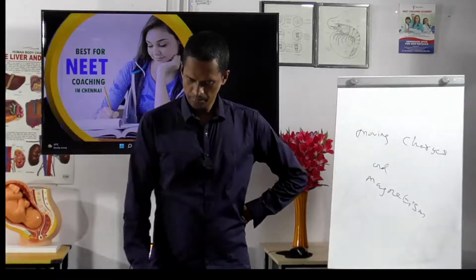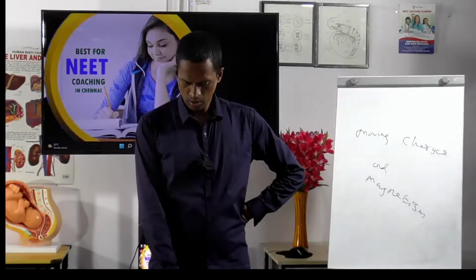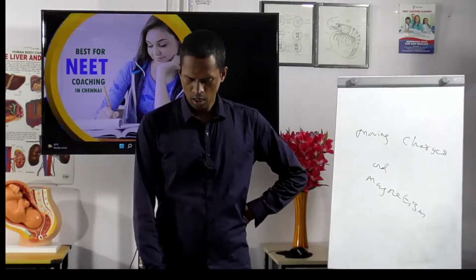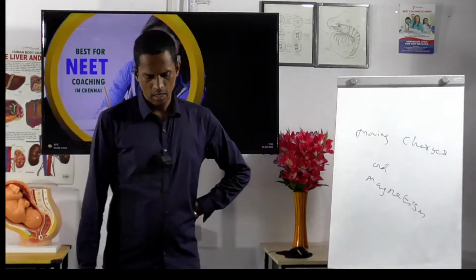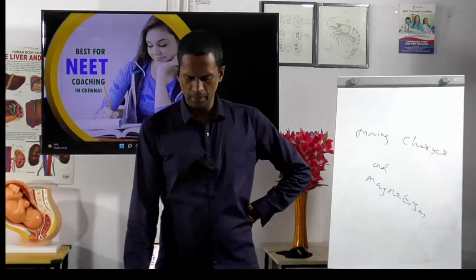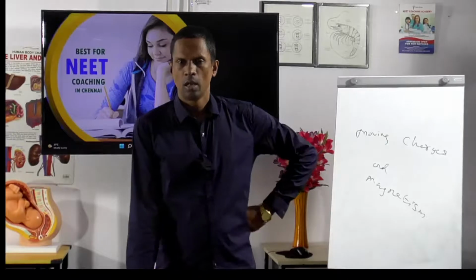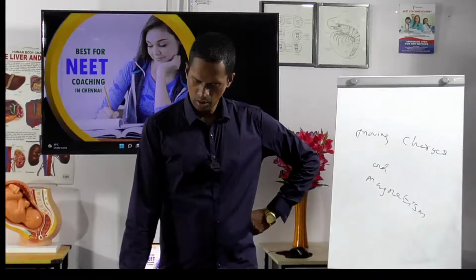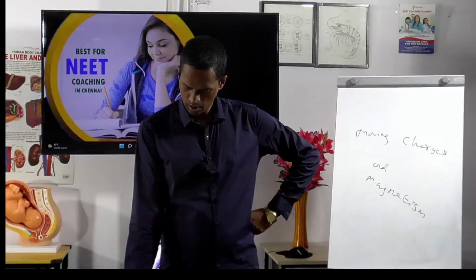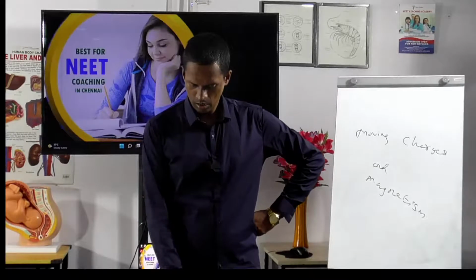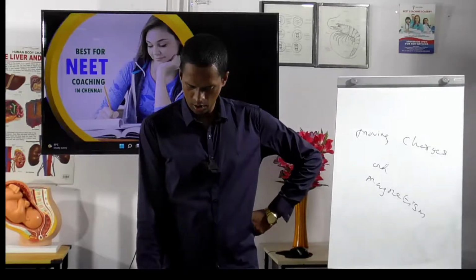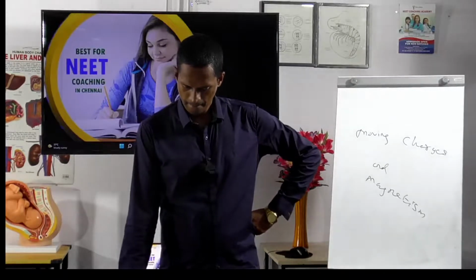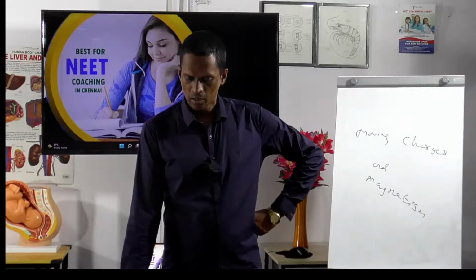Then solenoid and toroid. What is a solenoid? B is equal to mu 0 n I. What is a solenoid? Definition: the length is very much greater compared to its radius. Then toroid. It is a hollow circular ring on which a large number of turns of wire is closely wound.